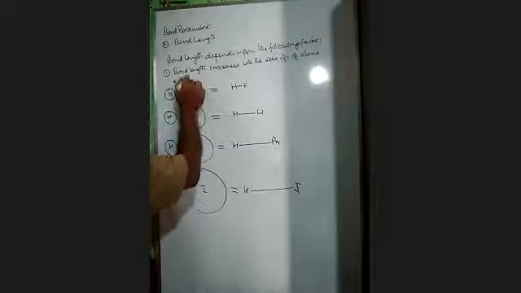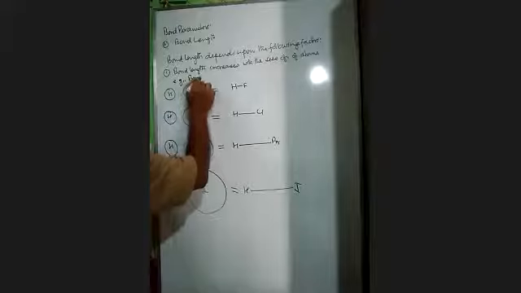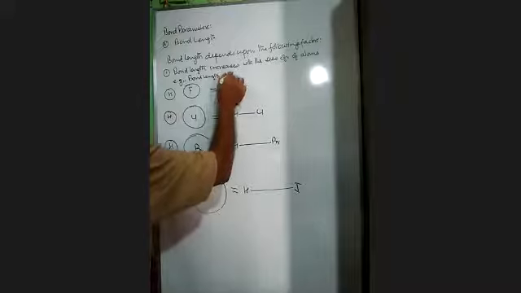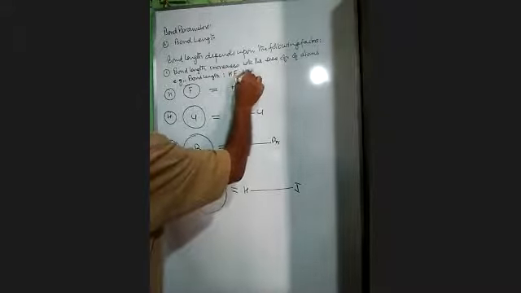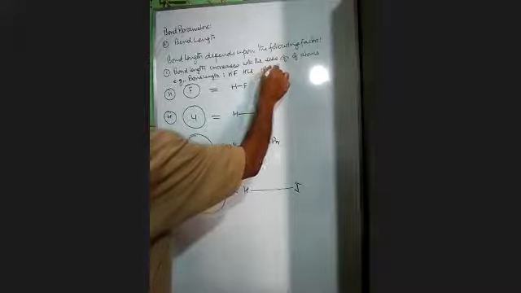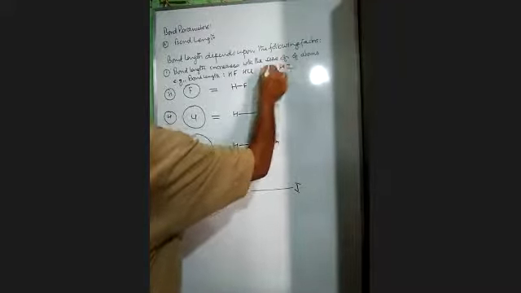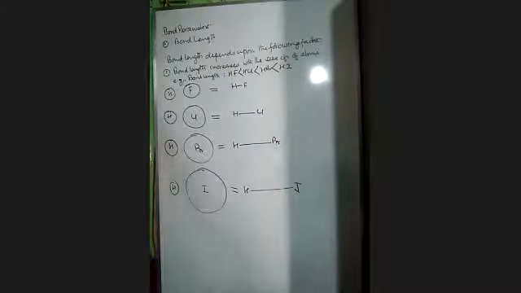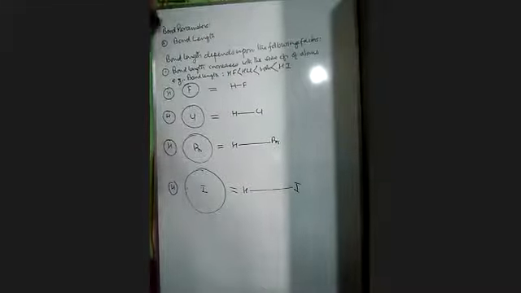Example. Bond length. Okay, I'll write now here HF, HCl, HBr, and HI. This question may come, why does the bond length increase? You'll write: as you go down the group, the size of the halogen atom increases, so their bond length increases. Good.